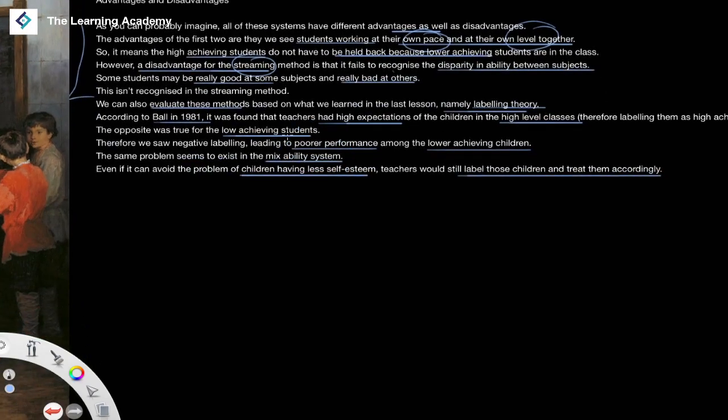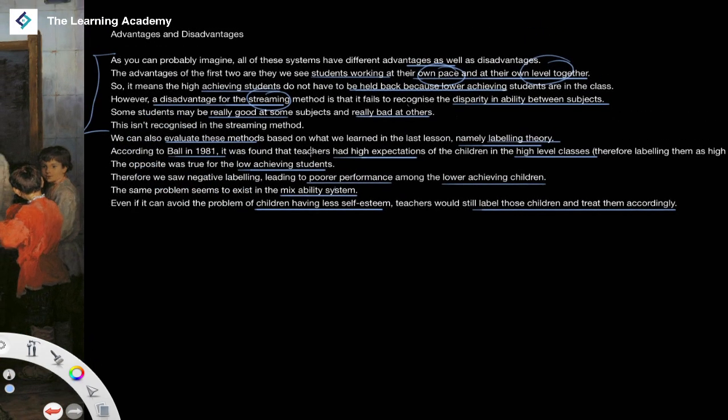So the concept of labeling theory is still very, very important when it comes to both the ability-based systems of streaming and setting, but also the mixed ability system as well.